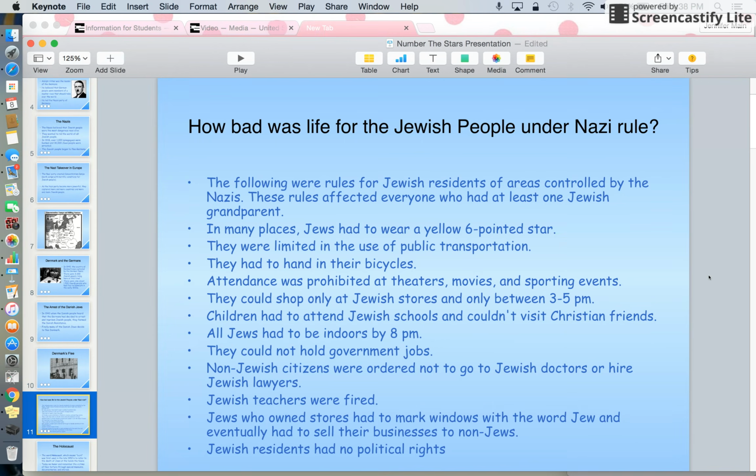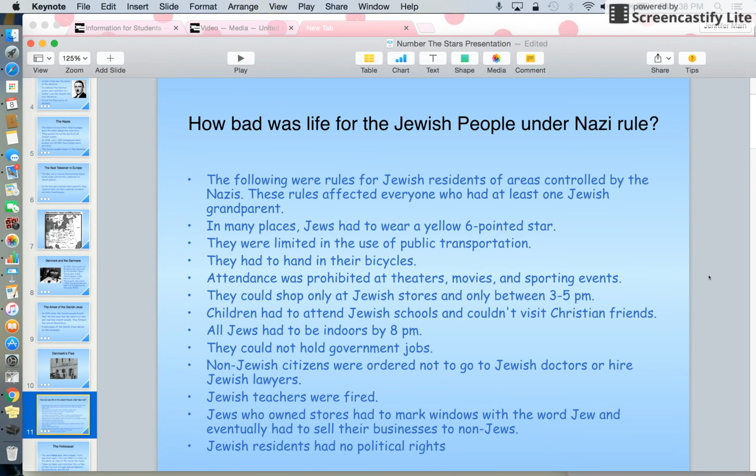Children had to attend Jewish schools and couldn't visit with their Christian friends, and all Jews had to be indoors by 8 p.m. They could not hold government jobs, and non-Jewish citizens were ordered not to use Jewish doctors or hire Jewish lawyers. Any Jewish teachers were fired, and Jews who owned stores had to mark their windows with the word Jew, and eventually they had to sell their businesses to non-Jews. And of course, Jewish residents had no political rights.